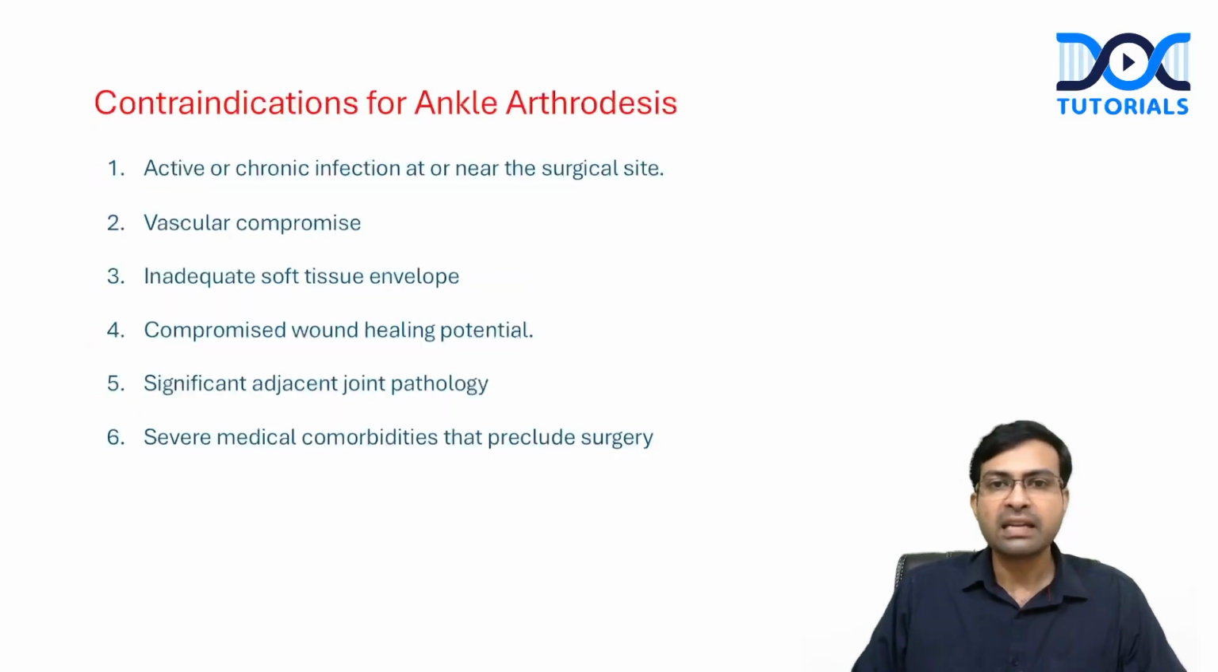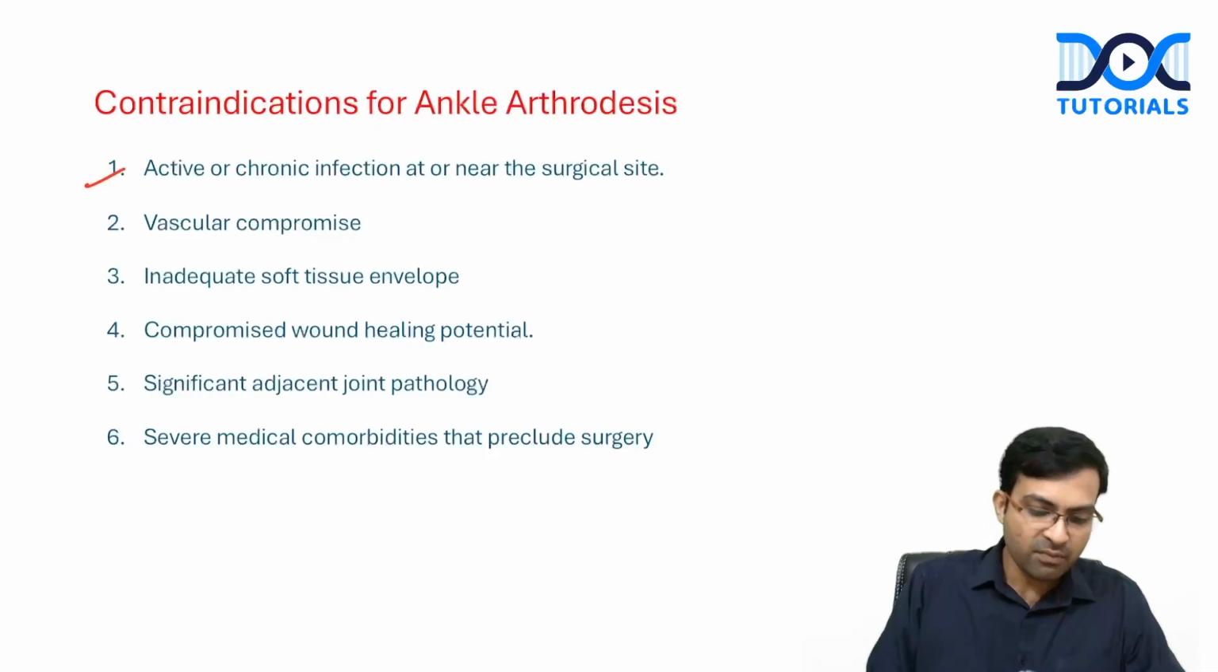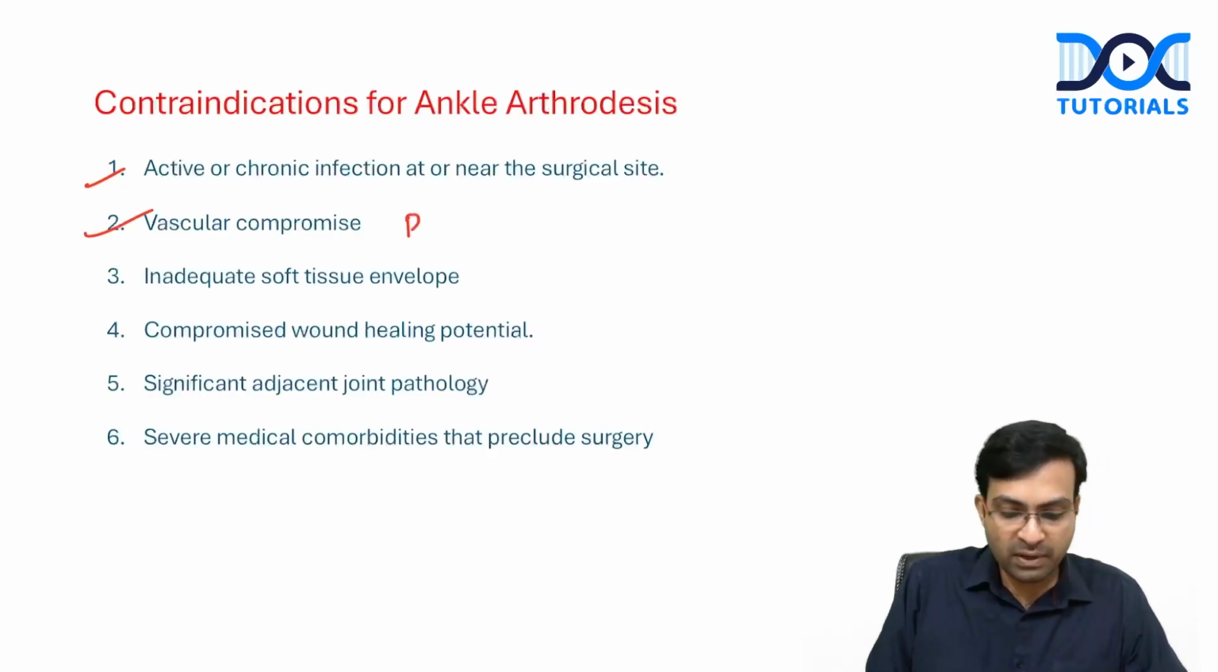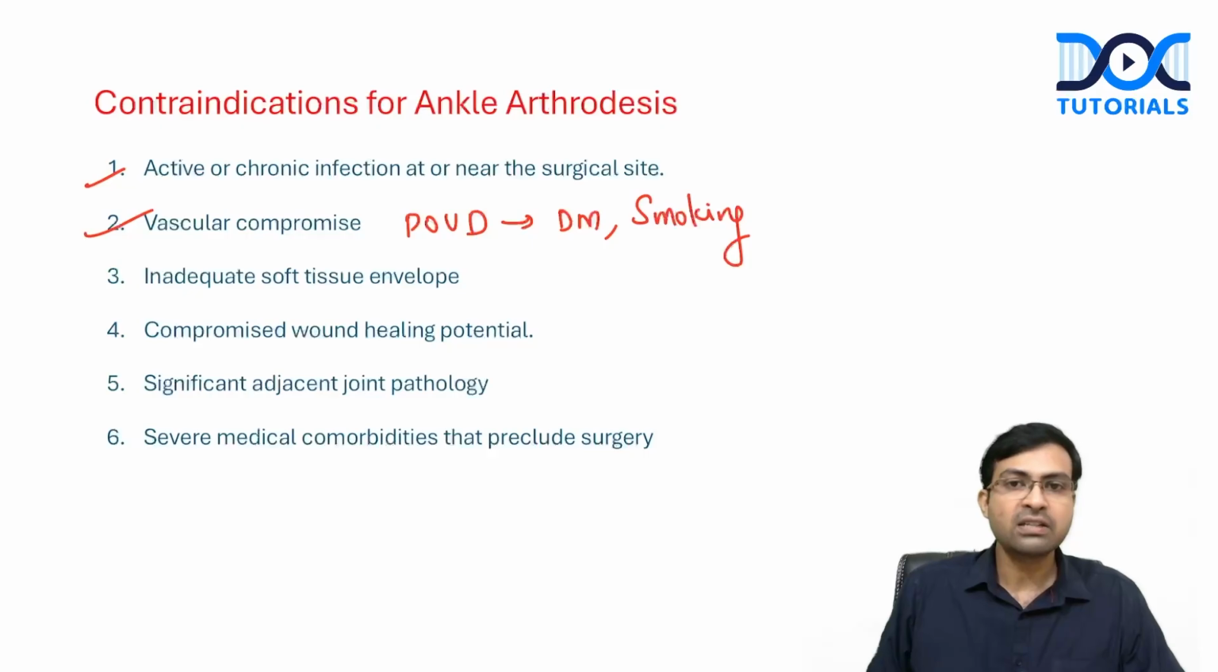Now, what are the contraindications of ankle arthrodesis? First and foremost, active or chronic infections at the surgical site. If there is an active ongoing infection, obviously we cannot do any implant surgeries, not even ankle arthrodesis. Then vascular compromise. This is very important when a patient has peripheral occlusive vascular disease, such as diabetes mellitus, chronic smoking and all. In these conditions, always think about the complications. There could be infections and the patient may end up in amputation. Inadequate soft tissue envelope, compromised wound healing potential, again smoking and diabetes, significant adjacent joint pathology.